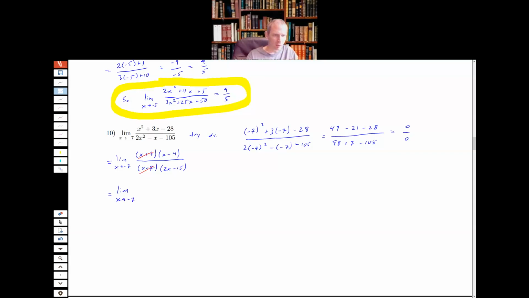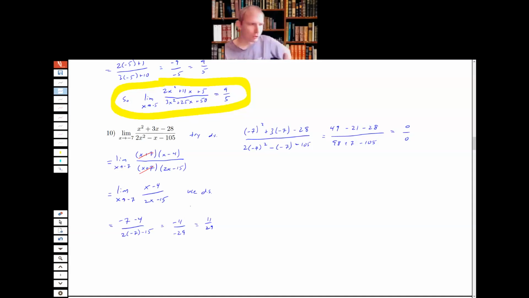So we get now the limit as x approaches negative 7 of x minus 4 over 2x minus 15. And now we use direct substitution. It will work this time. So I have negative 7 minus 4 over 2 times negative 7 minus 15. So in the numerator, I have negative 11. In the denominator, I have negative 14 minus 15, which is negative 29. So we have 11/29. Okay.